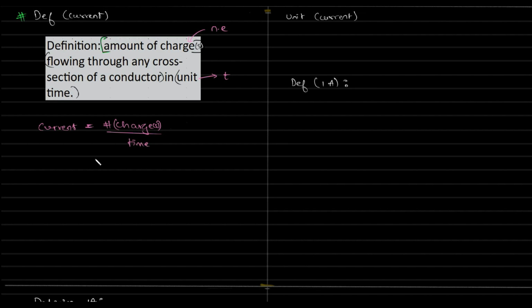So in terms of variables, in place of current, I'll use the letter I. In place of number of charges, we understood this, that is, it is N into E. And in place of time, we will use the letter T. This is the formula for your current. So a bit more lazy formula is Q by T, where Q represents N into E.